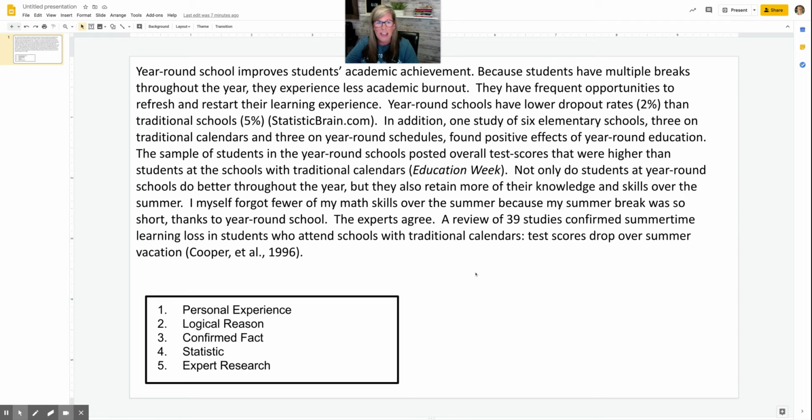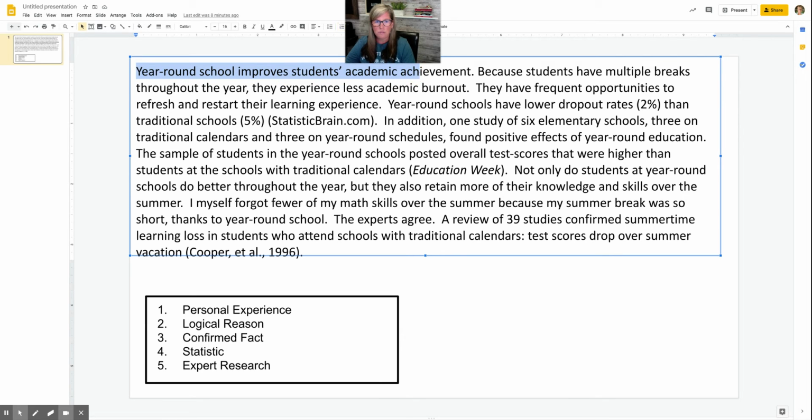So there we go. I need to identify the claim. If I wrote this argument paragraph, what am I, as the author, claiming to be true? I'm going to go ahead and select my highlighter here, and we are going to highlight the text so we can identify the claim. So right here, year-round school improves student academic achievement.